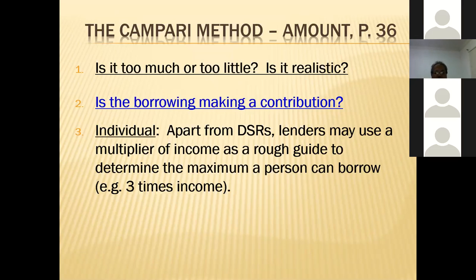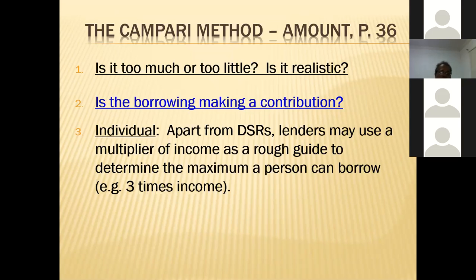Okay, so for consumer loans, let's say they may say you can't borrow more than 3 times your monthly income or your annual income. Okay, or mortgages no more than 4 times your annual income. Okay, so that's what a multiplier of income means.